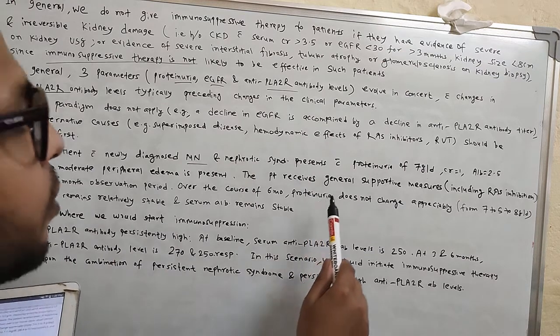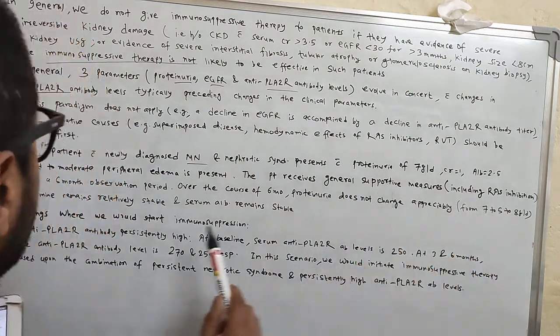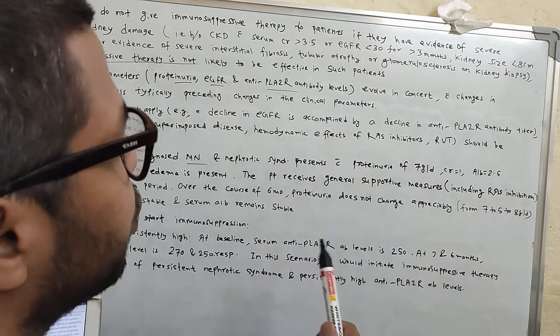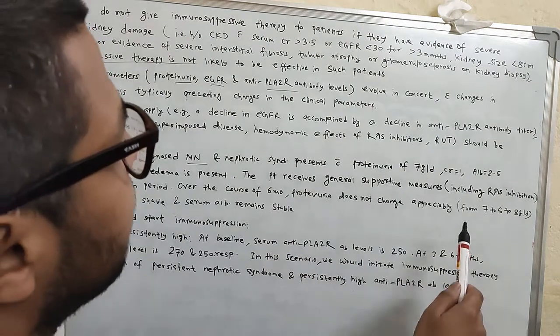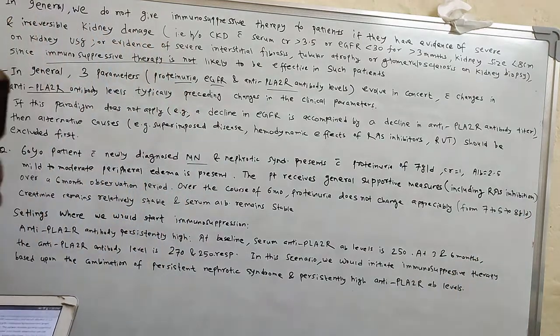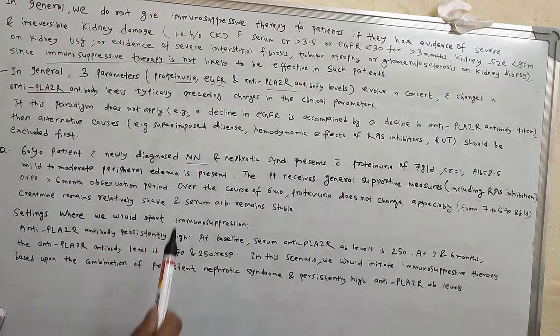The patient receives general supportive measures including RAS inhibition over a 6-month observation period, and over the course of 6 months, proteinuria does not change appreciably. Let's say from 7 to 5 and then again 8 gram per day, and creatinine remains relatively stable and serum albumin remains stable. So in which settings should we start immunosuppressive therapy in this patient? So here comes the importance of anti-PLA2 receptor antibody.